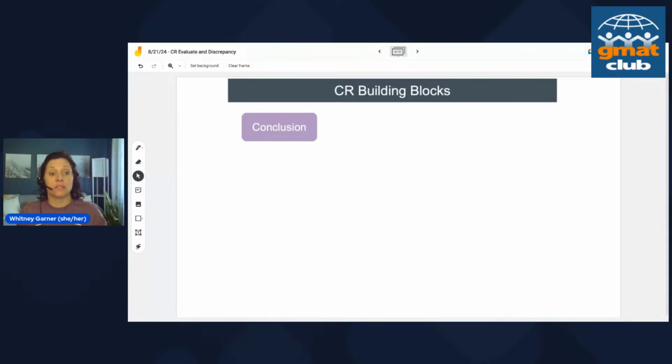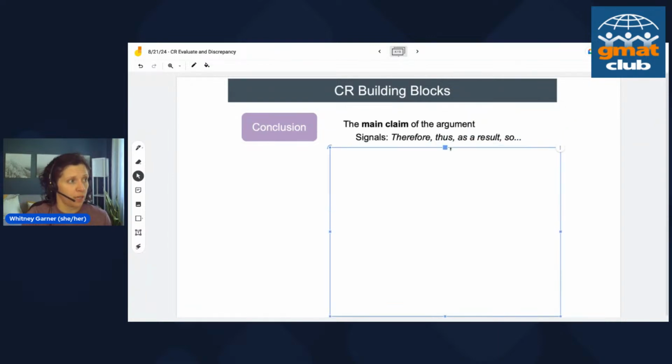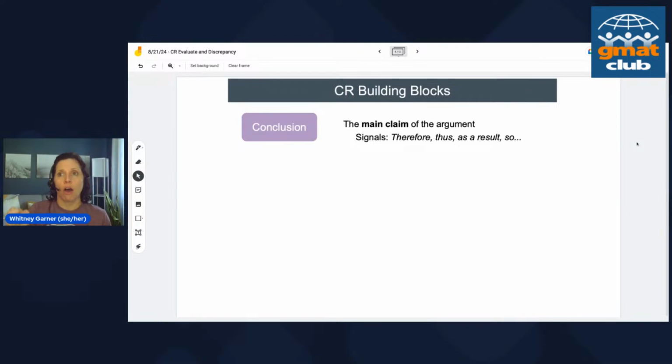The author is 9 times out of 10 putting forth some form of a conclusion that they want you to believe in with them. So a conclusion on the screen is going to be the author's main claim, main belief. It's their big selling point. There are some really nice signal words for this, words like so, thus, therefore, as a result. And so these key us in that this is what the author really wants us to believe. This is what the author wants us to know.